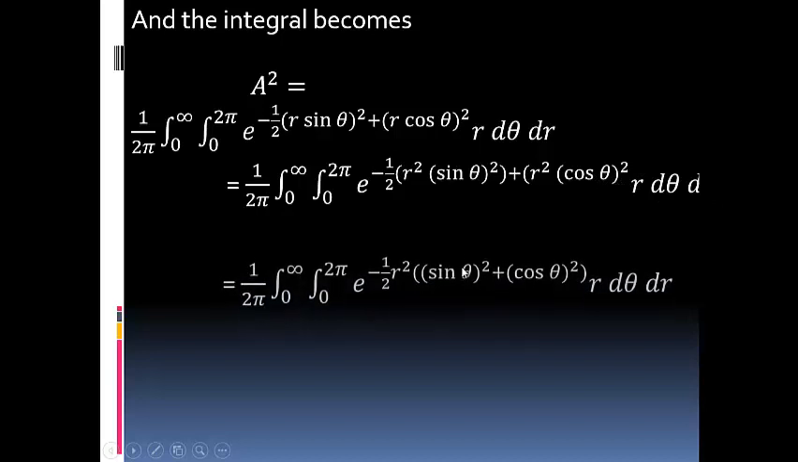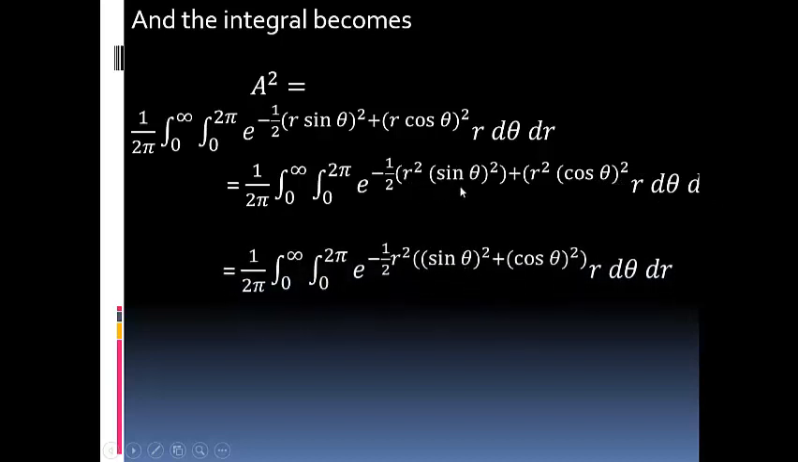And we are going to factor out the common term in these two. Since r squared is common in these two terms, we factor it out. So we get 1 over 2 pi times the double integral of e to the negative 1/2 r squared (sine squared theta plus cos squared theta) r d theta dr.